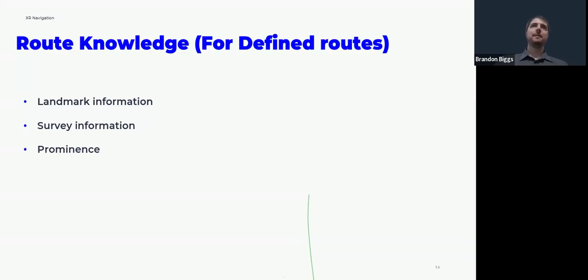The next piece here is route knowledge, and that basically is the defined routes that are on the map. Typically these are represented through blue lines, for example on Google Maps. When you're describing the route knowledge information, it needs to meet the landmark and survey knowledge that I was mentioning previously, so routes should be treated as any other line that's on the map.